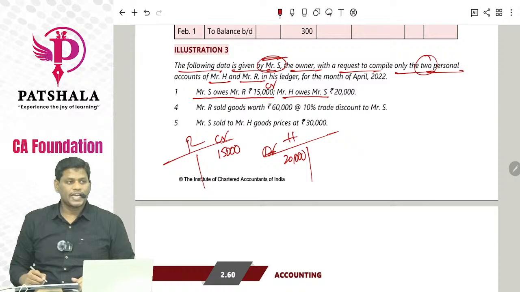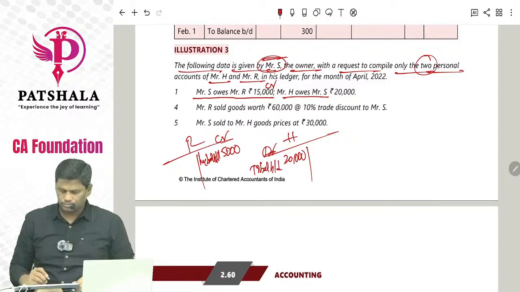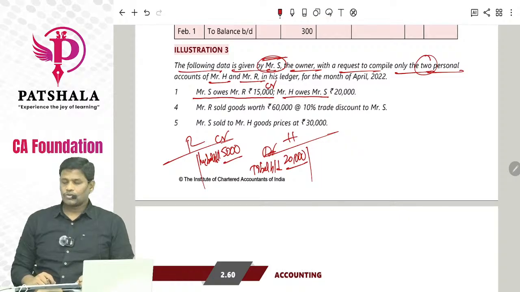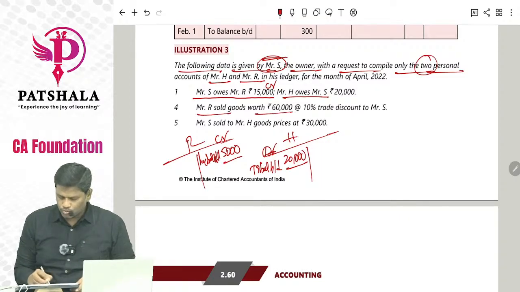Creditor shows which balance? Trade balance. You should write like this. By balance brought down. H is our debtor. To balance brought down. Clear? This is 5,000. This is 20,000. Clear? Next. R sold goods worth 60,000.